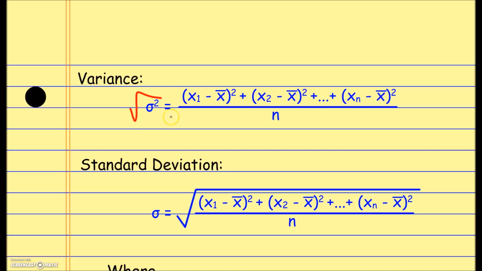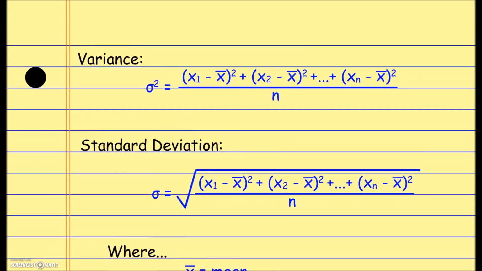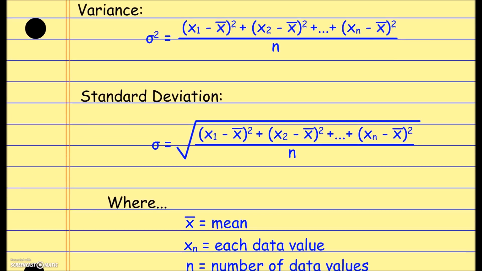So here, if I were to take the square root of each side, on this first side I'd be left with just sigma, and on the second side I'd be left with the square root of this whole thing. Okay, so really it's the same formula, except standard deviation is one step further, where we actually take the square root. And standard deviation is used far more often than variance is.